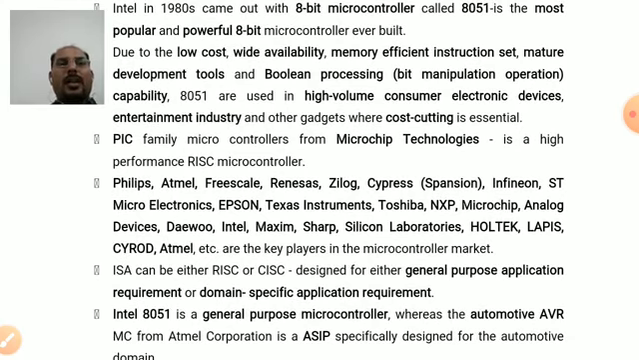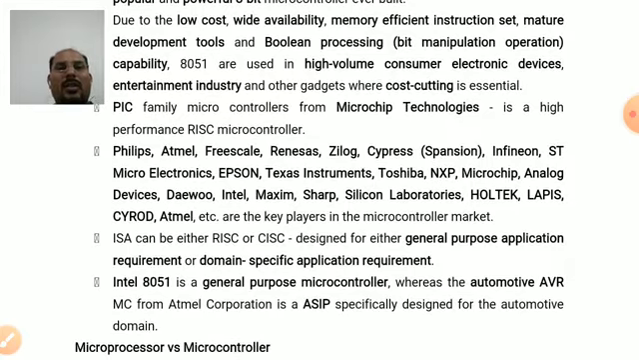PIC came into the market with its microcontroller from Microchip Technologies. It is a high performance RISC microcontroller. Philips, Atmel, Freescale, Renesas, Zilog, Cypress, Infineon, ST Microelectronics, Epson, Texas Instruments, Toshiba, NXP, Microchip, Analog Devices, Daewoo, Intel, Maxim, Sharp, Silicon Laboratories, Holtek, Lapis, Cyrod, Atmel, etc. are the key players in the microcontroller market.